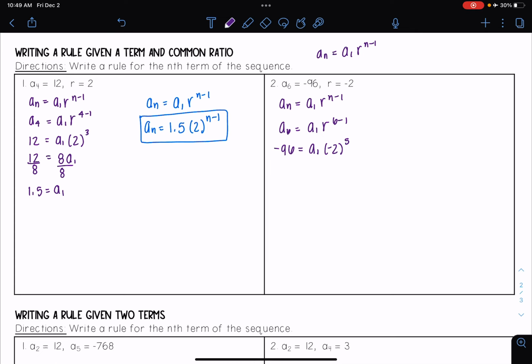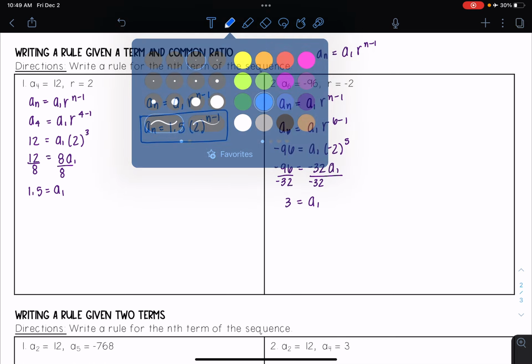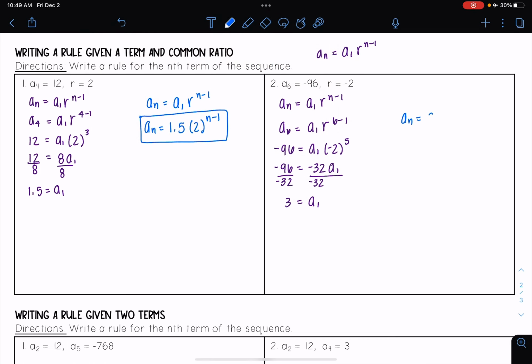And now I can solve this for a1. So I have negative 96 is equal to negative 2 to the 5th, which is negative 32, times a1. And then dividing both sides by negative 32, I get that 3 is equal to a1. So I have my a1, I have my r, and so when I plug those into my rule, I get that an is equal to 3 times negative 2 to the n minus 1.